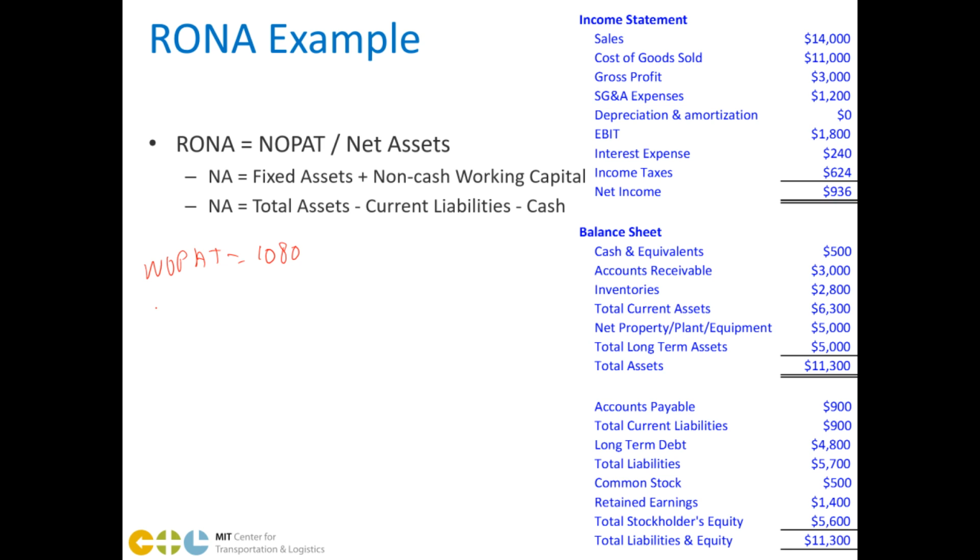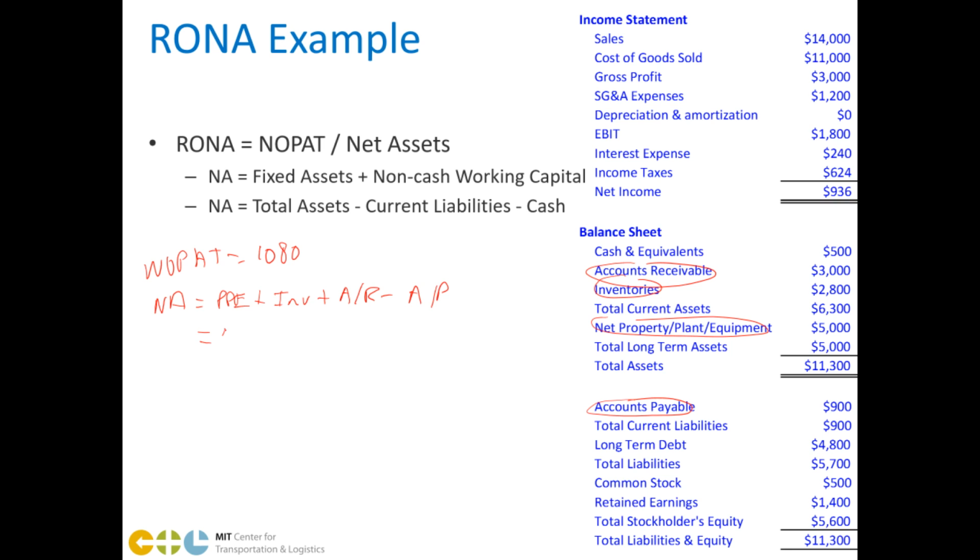And then our net assets is equal to our property, plant, and equipment, which is going to be down here. It's our fixed assets plus non-cash working capital, and that's going to be defined as our inventory plus our accounts receivable minus accounts payable because we get financing from that. So that's our working capital definition. So it's plus inventory plus accounts receivable minus accounts payable.